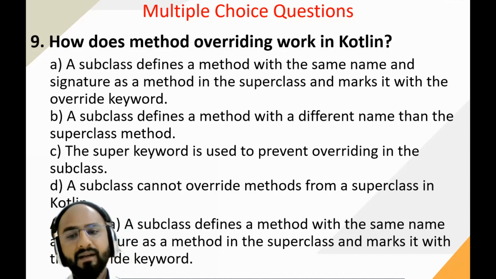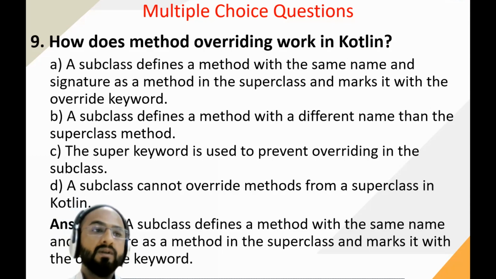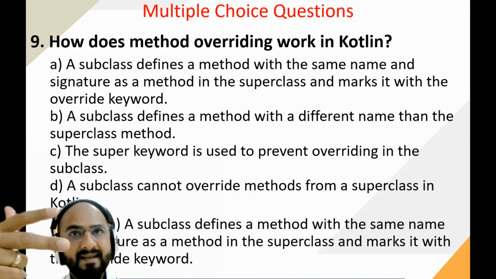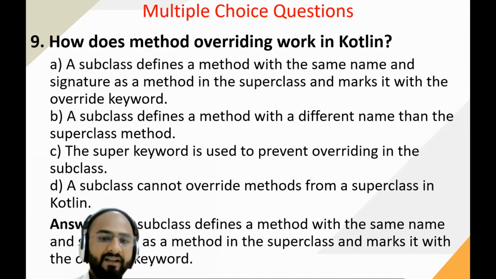A subclass defines a method with the same name and signature as a method available in the superclass, and marks it with the override keyword. So, for example, the superclass has a method named write, and the subclass has a method named write. So you need to override that method in the subclass.